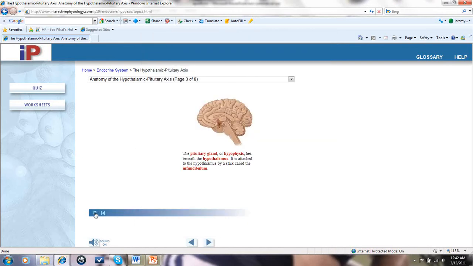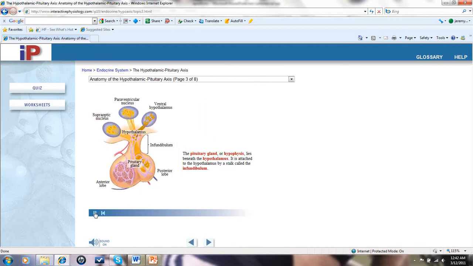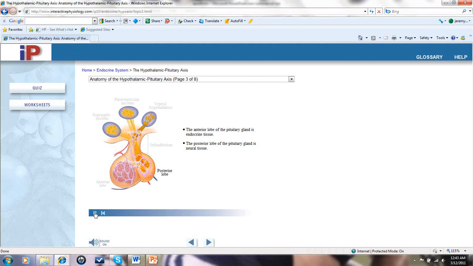Recall that the pituitary gland, also called the hypophysis, lies beneath the hypothalamus. It is attached to the hypothalamus by a stalk called the infundibulum. The pituitary gland in humans consists of two lobes, an anterior lobe that is made up of endocrine tissue, and a posterior lobe that is made up of neural tissue.